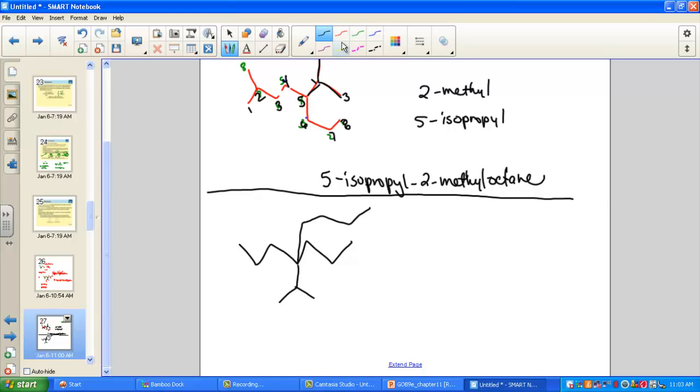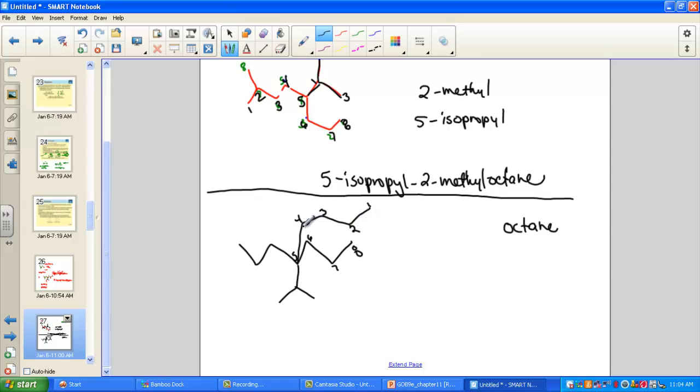IUPAC names. We go to work trying to find the longest chain. That's always the first step. Where can I find the longest chain? I'm going to kind of consider what I've got going on here. 1, 2, 3, 4, 5, and it wouldn't matter. 6, 7, 8. I can find one going there. 1, 2, 3, 4, 5, 6. Nope. 1, 2, 3, 4, 5, 6, 7. Nope. 1, 2, 3, 4, 5, 6, 7, 8. And that indeed is the same as we numbered them there. So again, I can find the longest chain, giving me my root word octane.